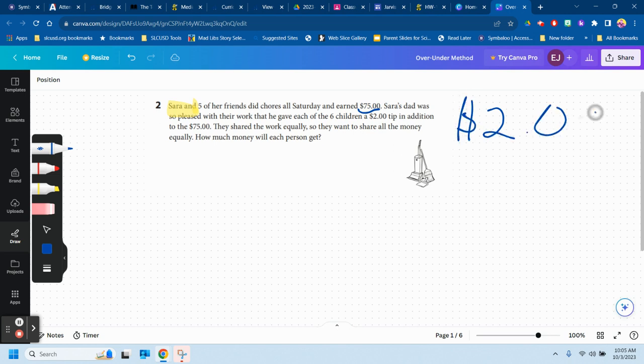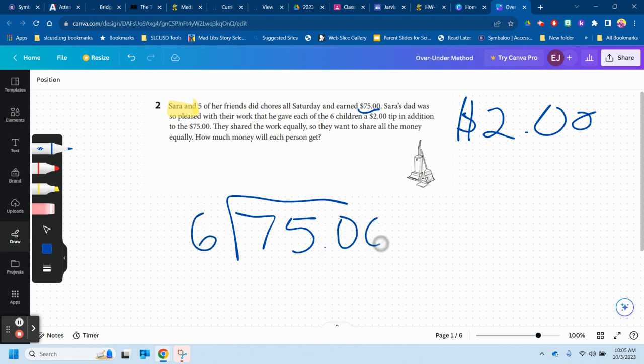There's a couple ways to go about this. So they each already have $2, but they need to divide the $75 between 6 people. And I like to write the zeros here as well. So we're gonna do the long division. Let's see, maybe I wrote it too large. So 6, 7. They have 7 tens, 5 ones, no dimes, no pennies.